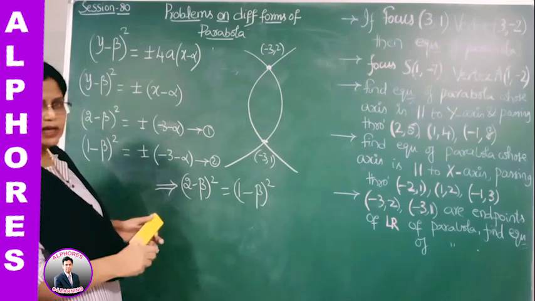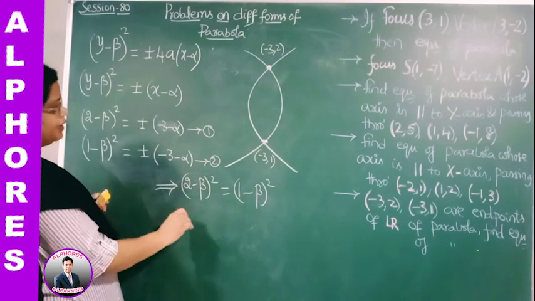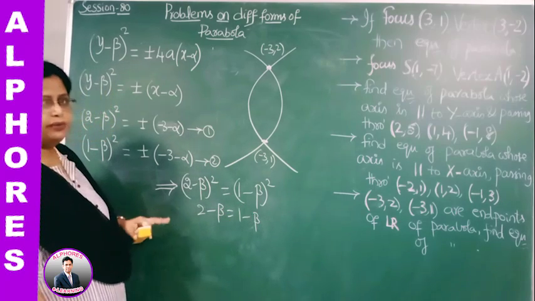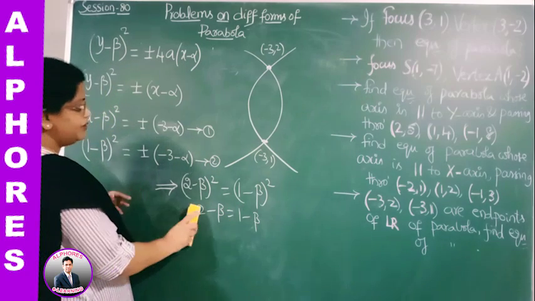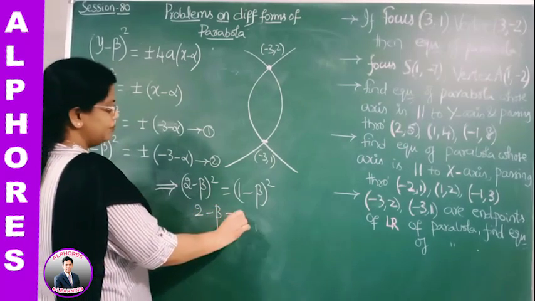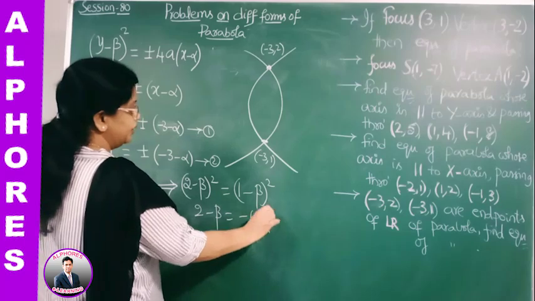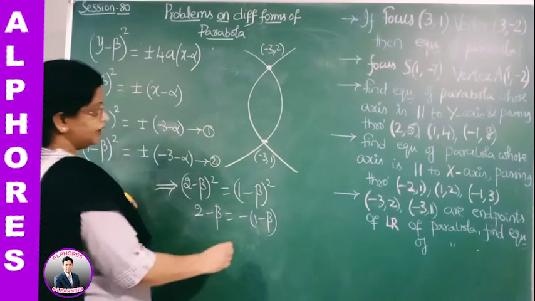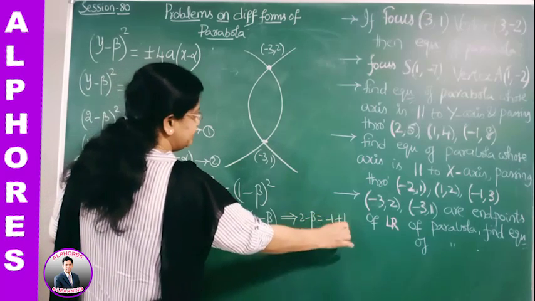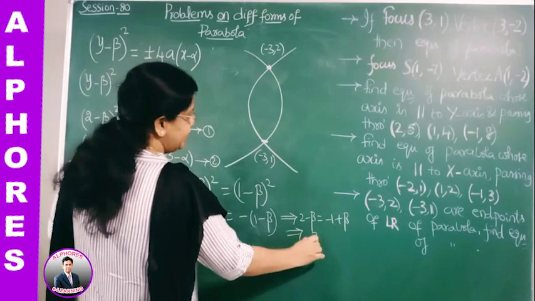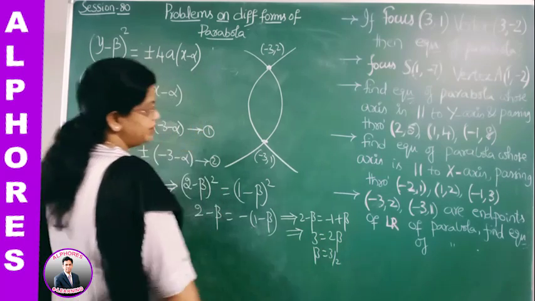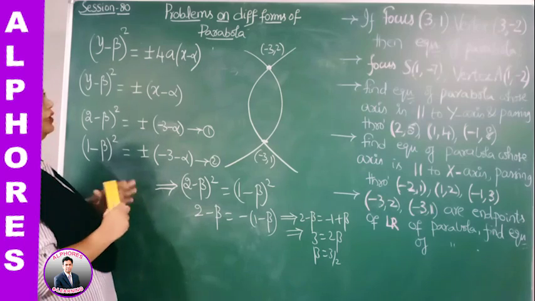Now if I remove the square, taking the square root, you will get 2 minus beta is 1 minus beta. We will get 2 is 1, which is absurd. Therefore what should happen here? We can't take plus as it is. I am taking 2 minus beta is minus of 1 minus beta. In plus or minus, we are taking the minus value. That implies 2 minus beta is minus 1 plus beta. Therefore you got 3 equal to 2 beta. Thereby beta is how much now? 3 by 2. Okay students, so you got the beta value finally as 3 by 2.